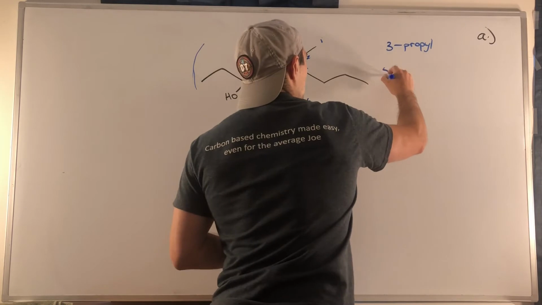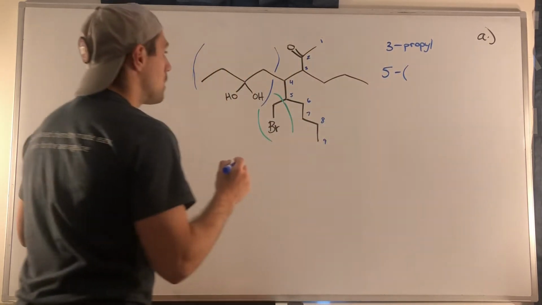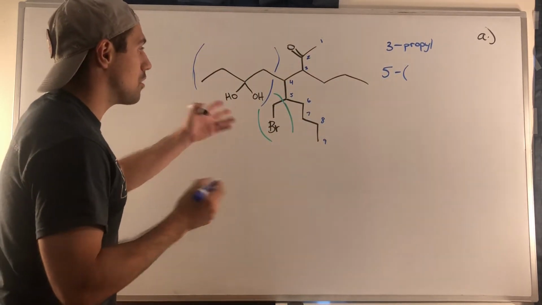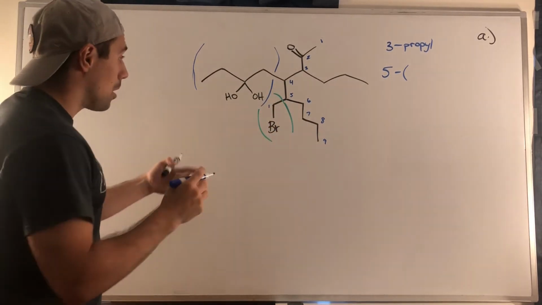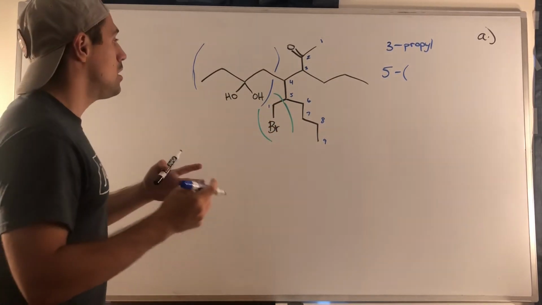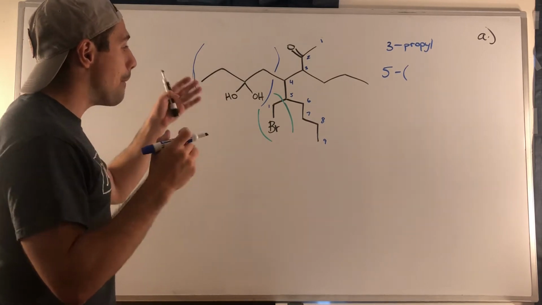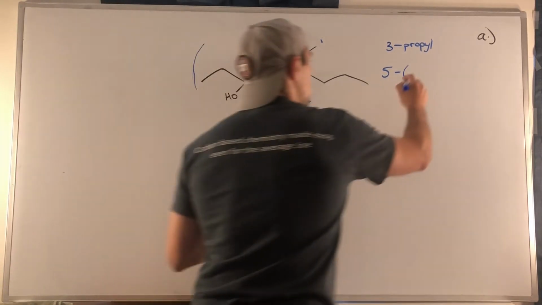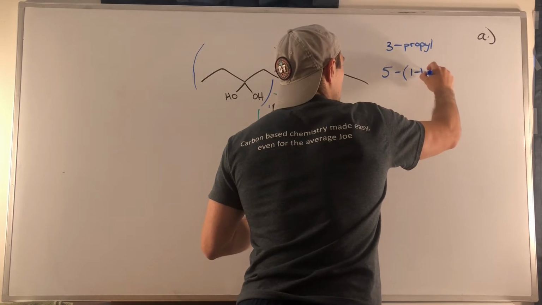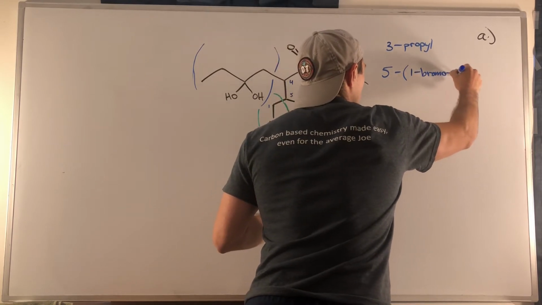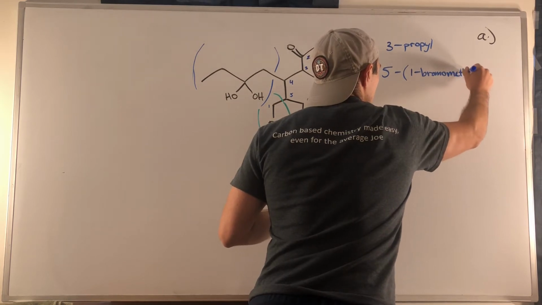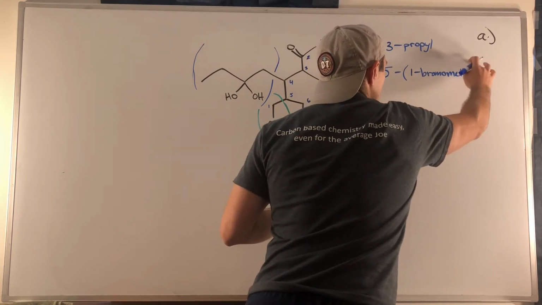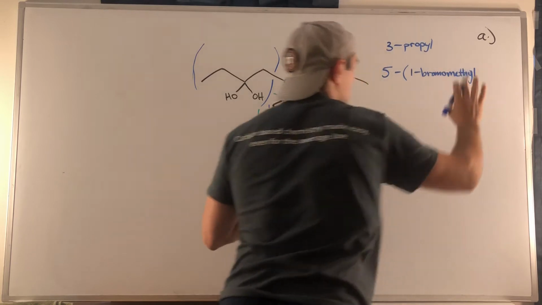So 5, we will open up our parenthesis, and the nice part is that our chain is just 1. So we have a bromine on 1, a bromo on 1. So we could do 1-bromomethyl. This is totally valid. No problem with that at all.